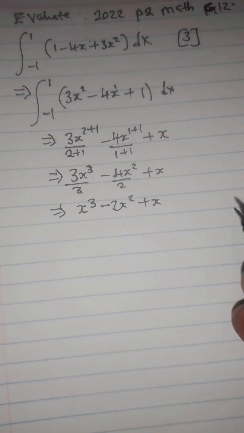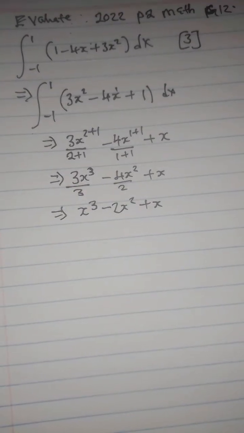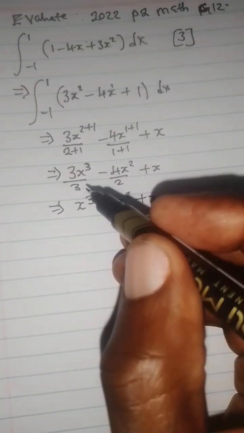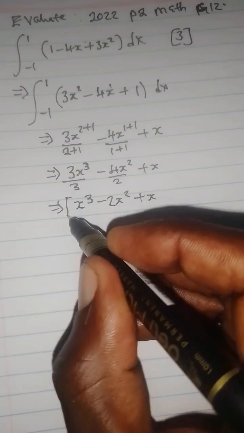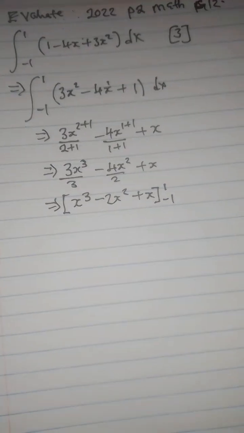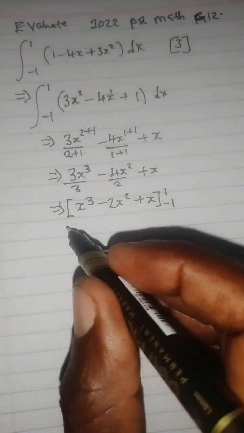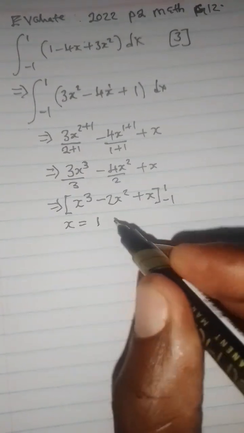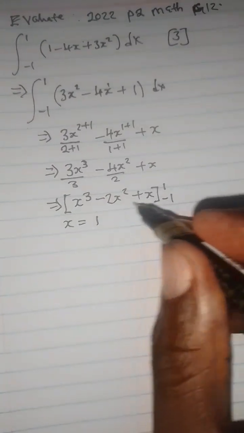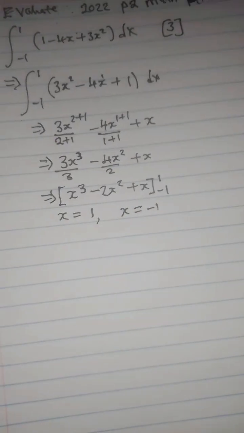Now, when it comes to integration, this is what you call a definite integral. So what you do is put these numbers like this, with 1 on top and negative 1 at the bottom. These numbers simply mean: when x is 1, what is the final answer, what does this evaluate to? And when x is negative 1, what do you get?